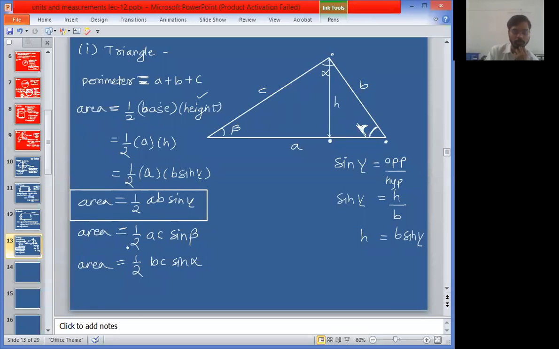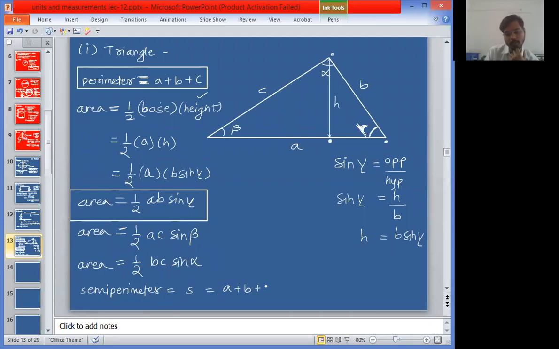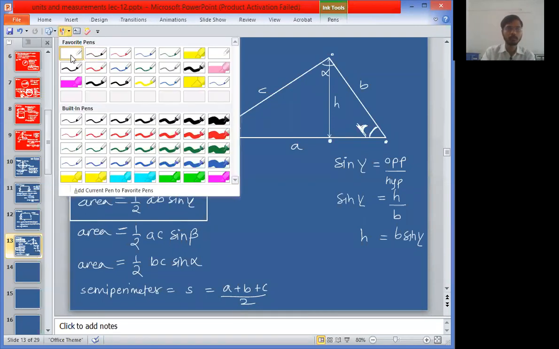Okay, sir. Now so many formulae you have for the area of a triangle. Fine. Now perimeter is A plus B plus C. Perimeter of the triangle is A plus B plus C. What is the semi perimeter of the triangle? Write down. Semi perimeter of the triangle is called S, which is equal to A plus B plus C upon 2. Semi means half.